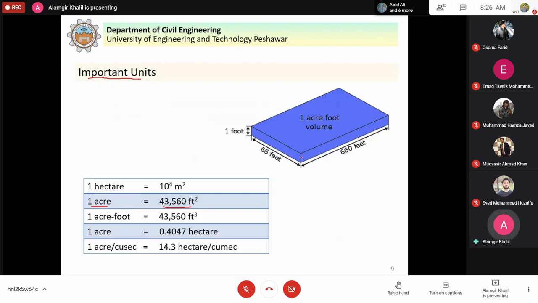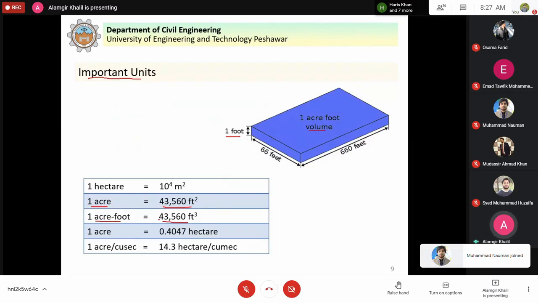Now, if we have water over this area to a depth of 1 foot, this becomes an acre foot. This is the unit of volume. So you can see that 1 acre foot is equal to 43,560 cubic feet. In the previous lecture, we discussed this unit in detail when we discussed the water budget of Pakistan. So million acre feet, million is 10 power 6, and acre feet is the volume unit. So if we have 1 acre and the depth of water over this 1 acre, this is known as the volume, that will be 1 acre foot.